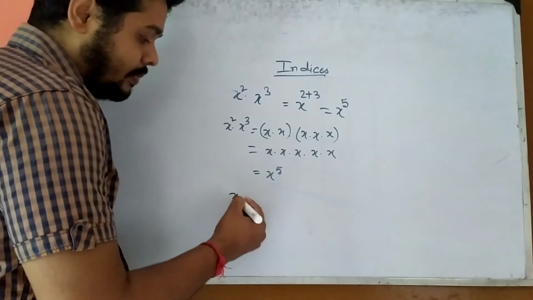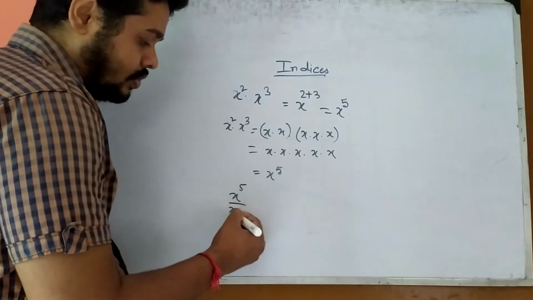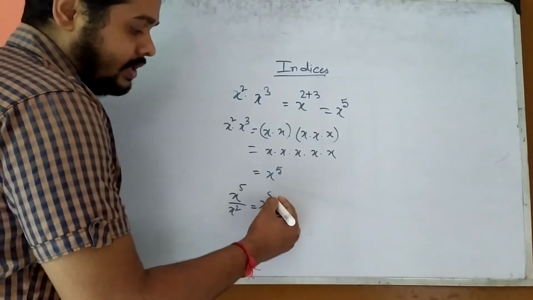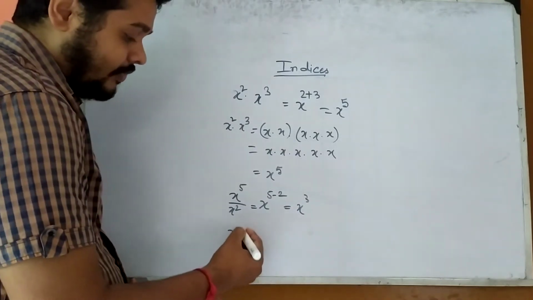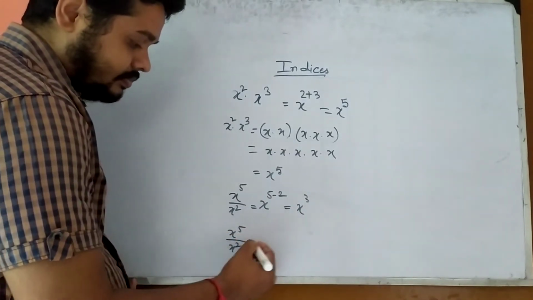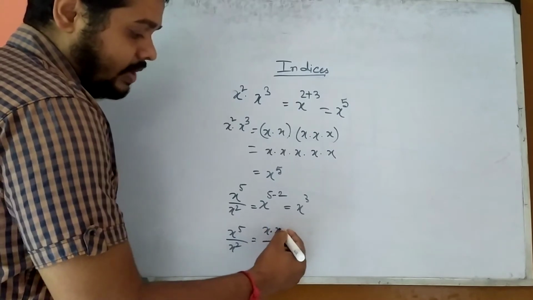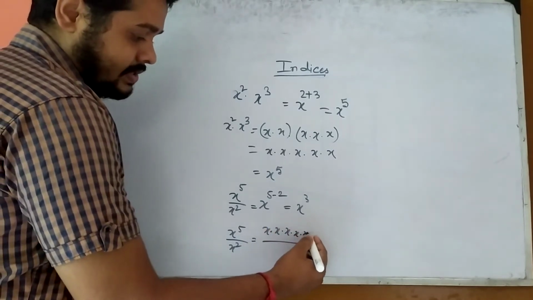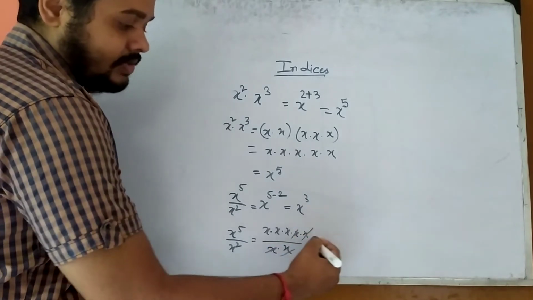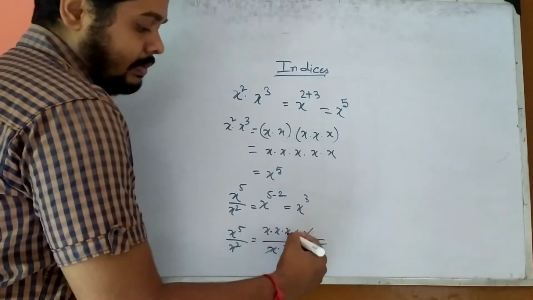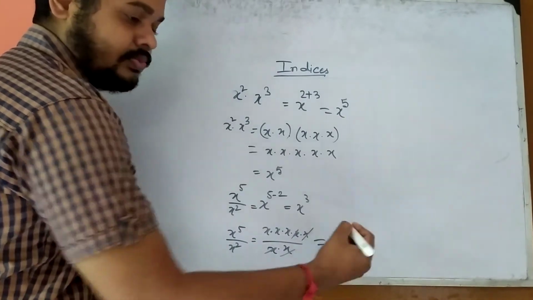In the same way, suppose x to the power 5 by x to the power 2. That time we write x to the power 5 minus 2 equals x cube. In the same fashion, x to the power 5 means 5 times of x, and x square means 2 times of x. So 2 x's cancel from numerator and denominator. So ultimately 3 x's are left, that means x cube.